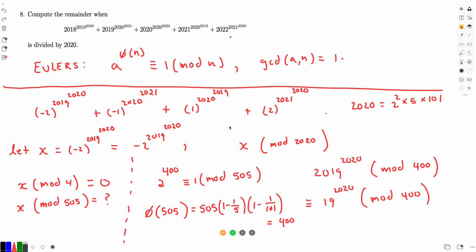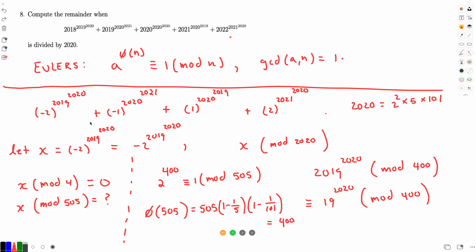So let's first reduce this a little. We can basically reduce the bases. This becomes negative 2 to the 2019 to the 2020 plus negative 1 to the 2020 to the 2021. The 2020 will cancel because it itself is a multiple of 2020. And then this will become 1 to the 2020 to the 2019 and 2 to the 2021 to the 2020. Okay, so now our next strategy will be to reduce each of these modulo 2020.